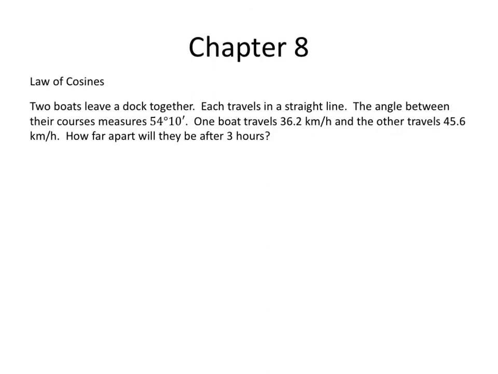All right, the last problem is a law of cosines problem, although, again, I won't have told you it was law of cosines. You'll have to draw the picture to figure it out. But we have boats leaving a dock. They each travel in a straight line. The angle between them is 54 degrees, 10 minutes. And we get told that one boat is going 36.2 kilometers per hour, and the other is at 45.6 kilometers per hour. And they also tell you, by the way, we're going 3 hours. So you have to multiply each one of those by 3 to get your distance.